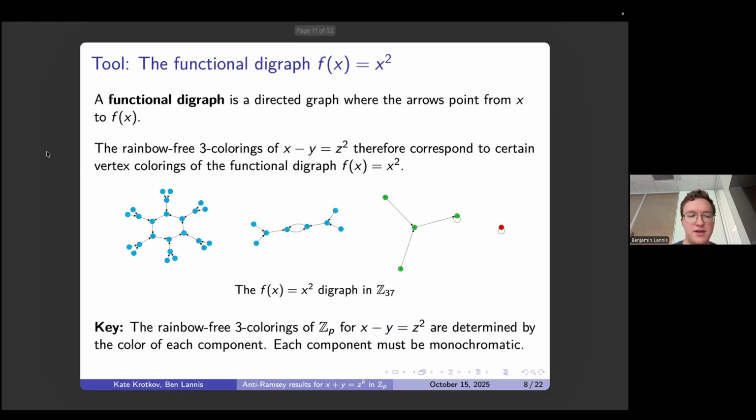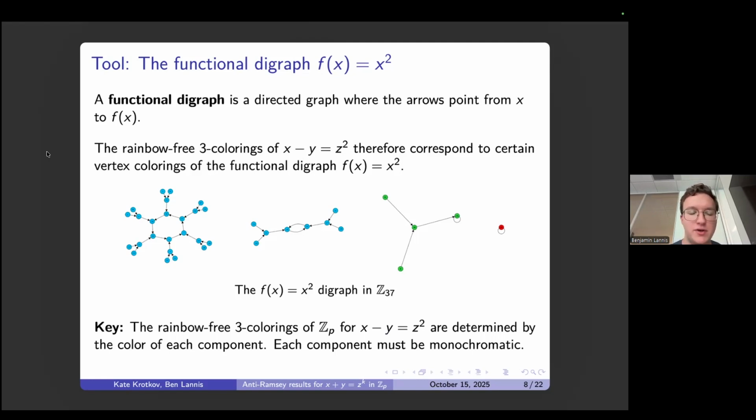And it turns out that the colorings of this functional digraph have some very nice properties. The first one is that in some sense, all rainbow-free 3-colorings are completely determined by the color that you give to each component. And this is because each component has to be colored monochromatically. The way that you can see this is that first you might show that 0 has to be in its own color class, like in the example on the third slide.